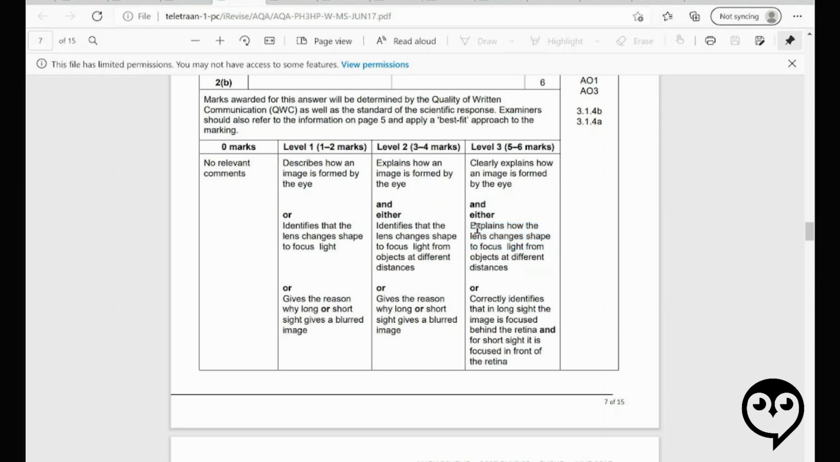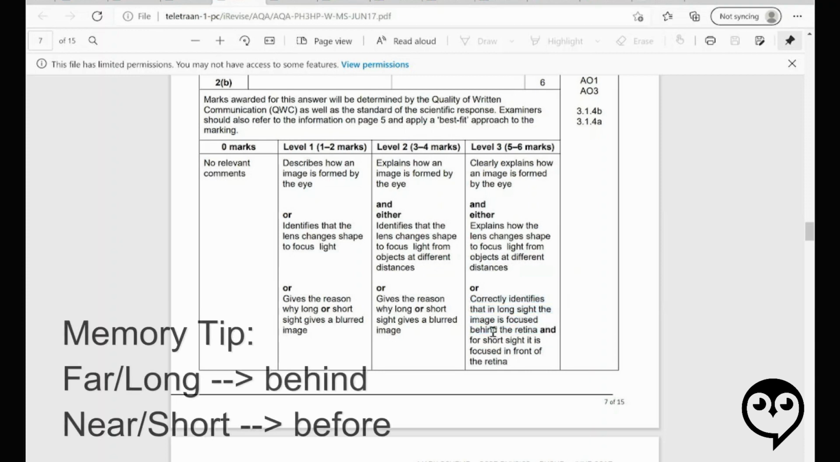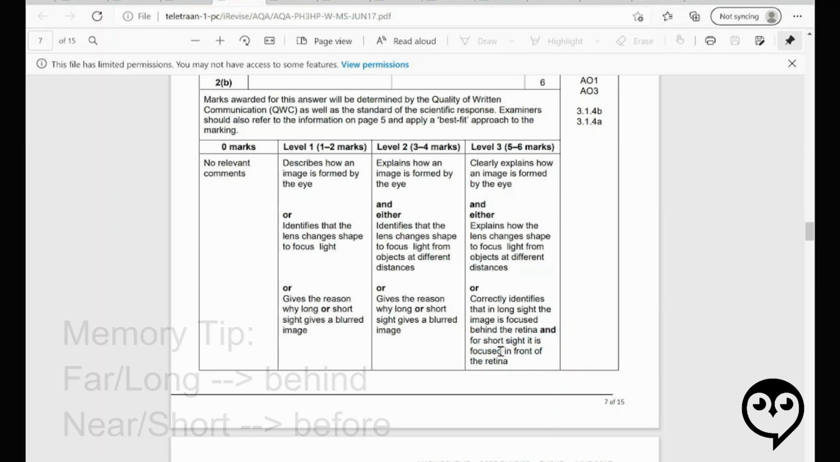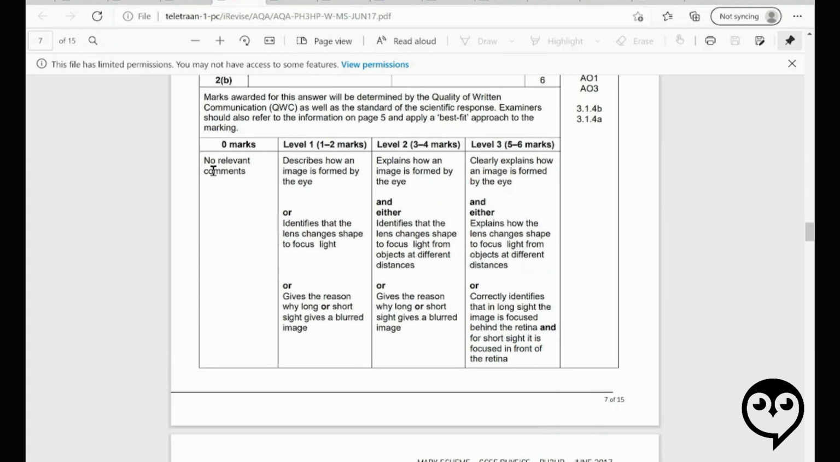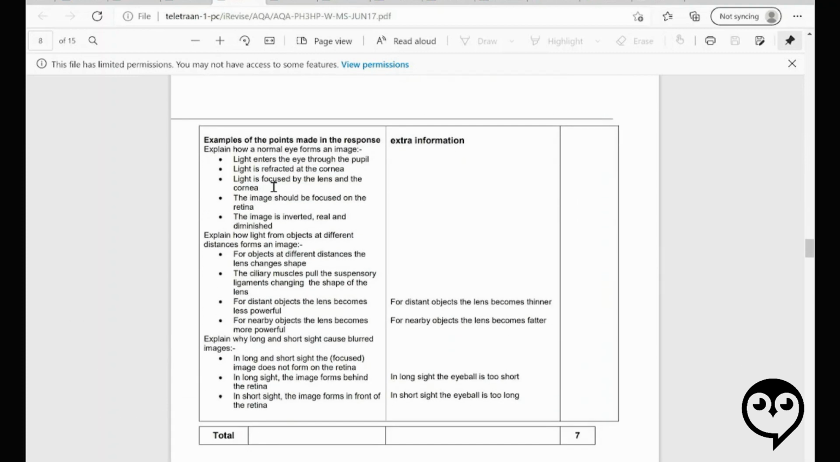So you either talk about the eye normally working, or you talk about how you correct for the long-sightedness with the image being focused behind, and you mention the short-sightedness is the image focused in front of the retina, and you identify those. Let's move on down. So here's what you could have said.